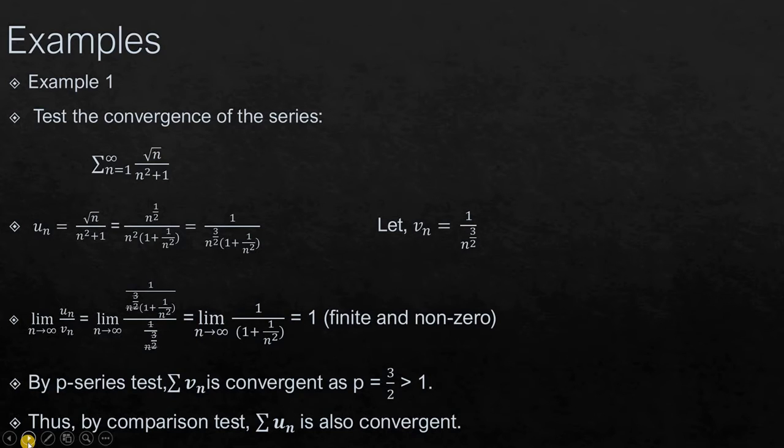And by the p-series test, we know that Vn will be convergent as p equal to 3 by 2 is greater than 1. Thus, we can say by comparison test that Un is also convergent.